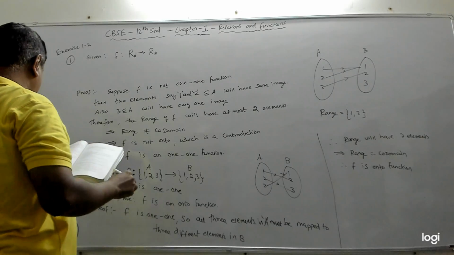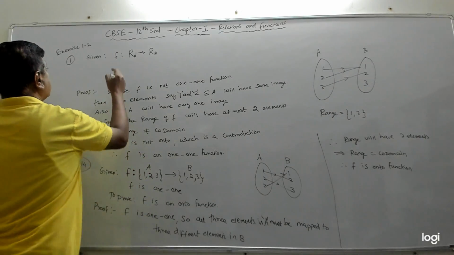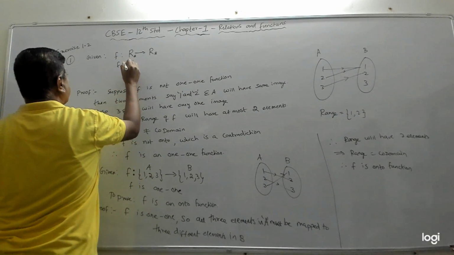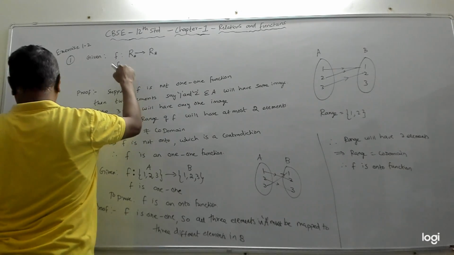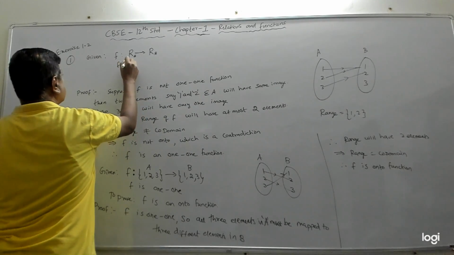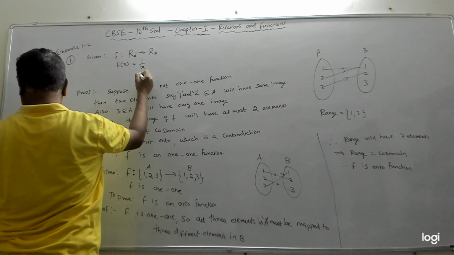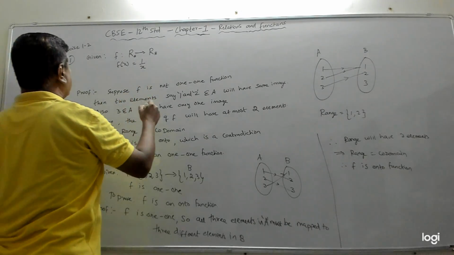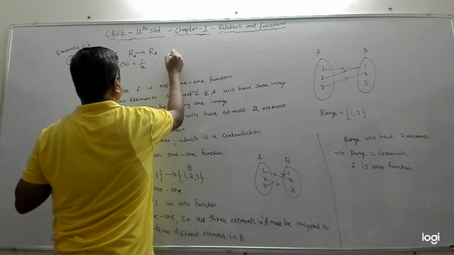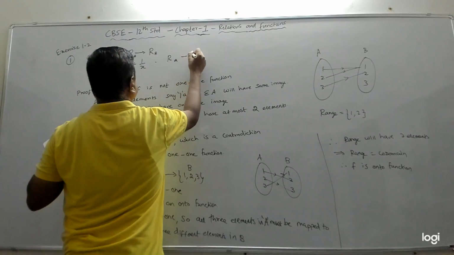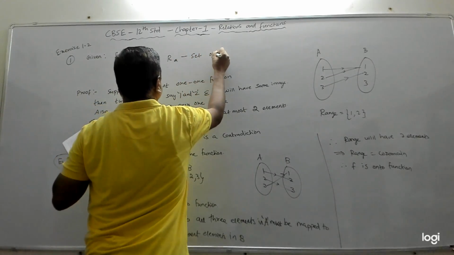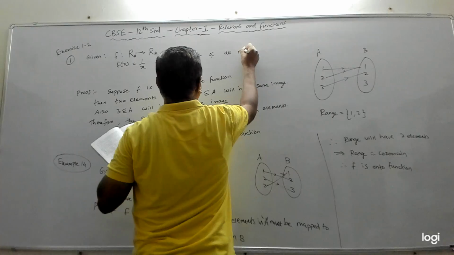F is a function from R star to R star defined by f of x is equal to 1 by x. And what is R star? R star is the set of all non-zero real numbers.